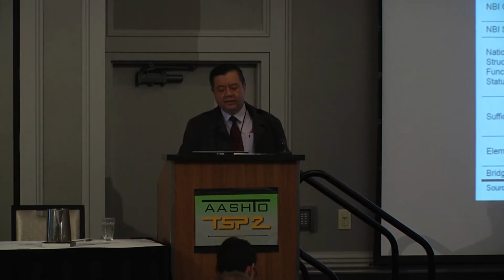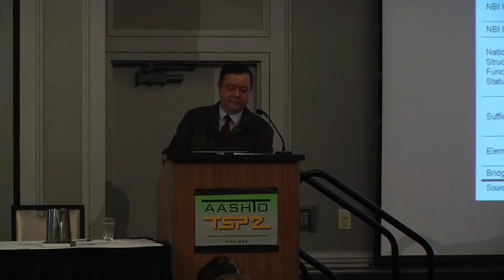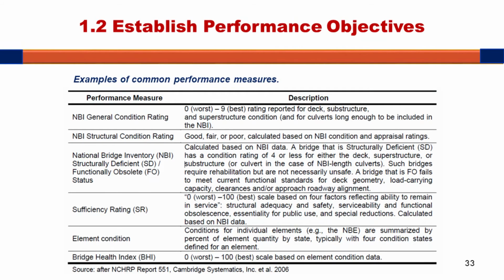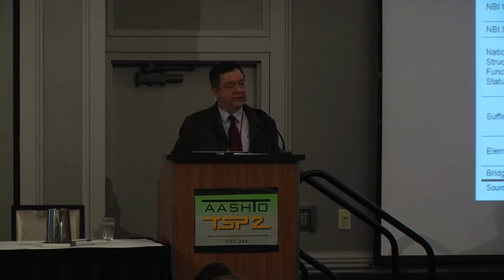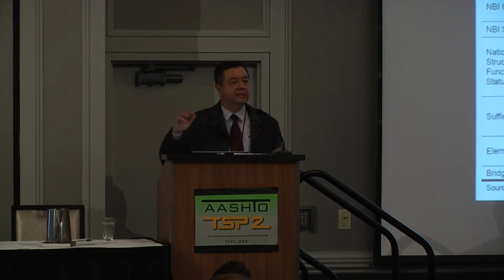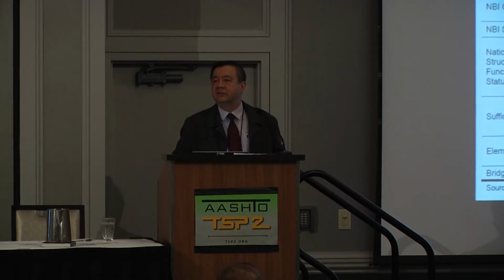Now you have to establish your performance objective, and we found different indicators around. Some of them are more popular than others, depending on what you're really looking for. So we have the NBI General Condition Rating. I think that's one of the most popular, the National Bridge Index. Who's using that one? Just an idea. Who's using the NBI? You're using the NBI. Who else is using the NBI? No one else? That's, I would say, one of the most popular.